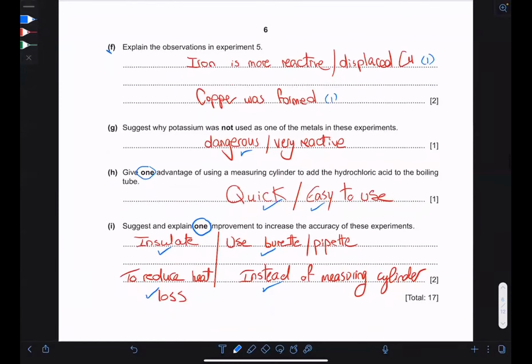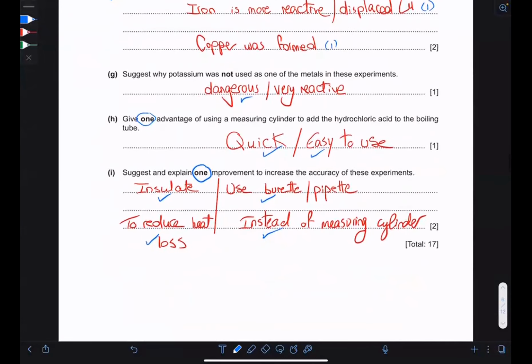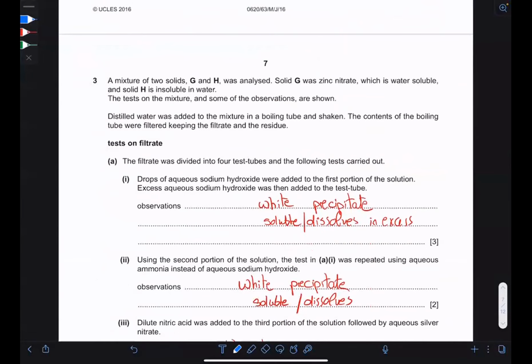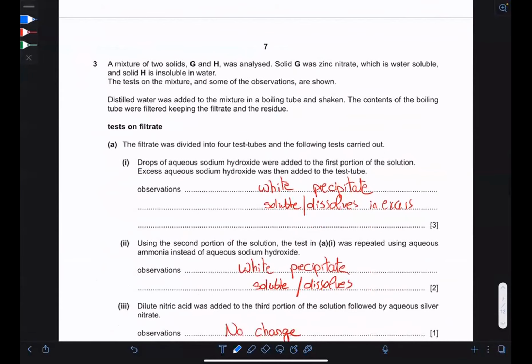You don't say here repeat and take average. Repeat and take average is said when he asks for something to increase the reliability of the results, not the accuracy. Reliability. Question 3, a mixture of two solids G and H was analyzed.